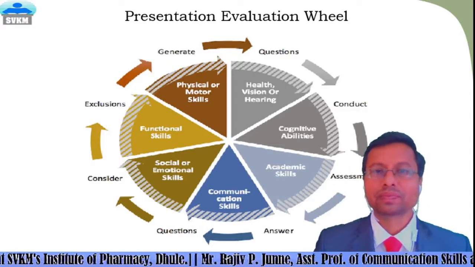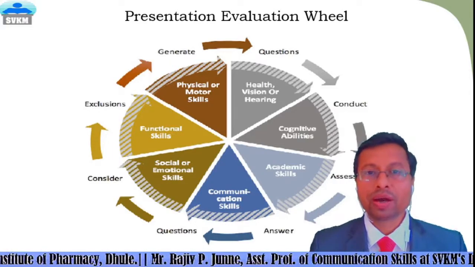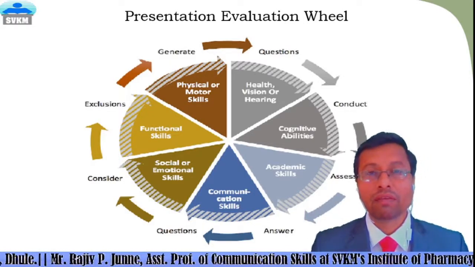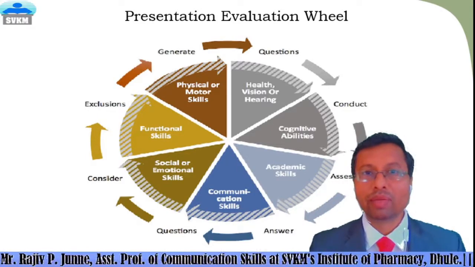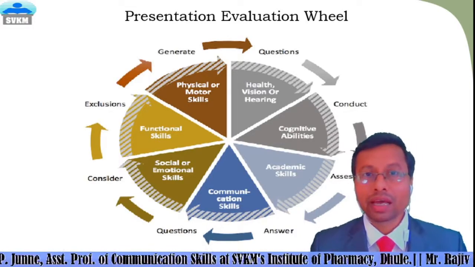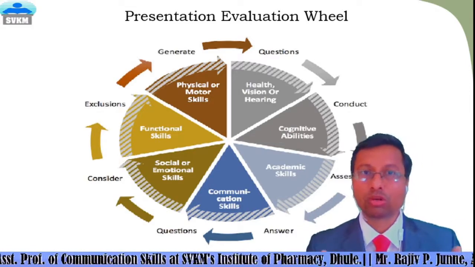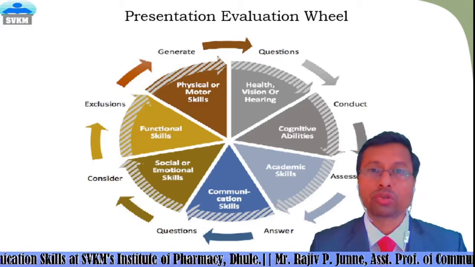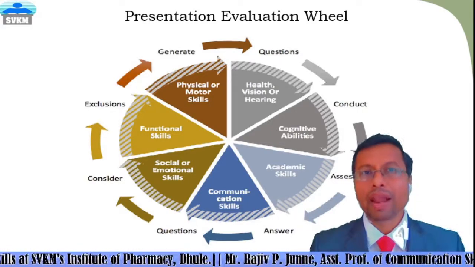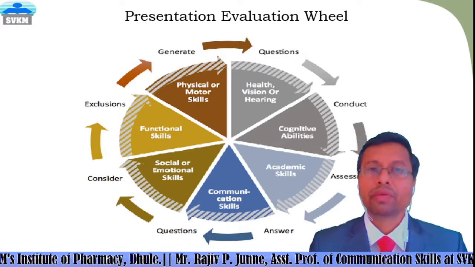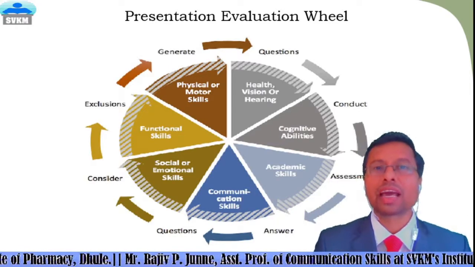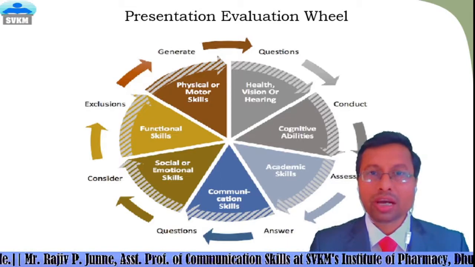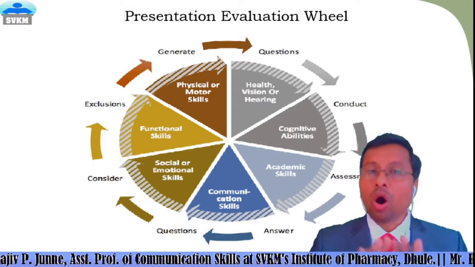What are the physical and motor skills? In what way have you considered the parameters related to vision for the visual learners, and hearing for the auditory learners, along with your cognitive abilities, how you are disseminating your ideas, thoughts and knowledge. What are the academic skills, whether your presentation is academic-skills oriented or not, what kind of communication skills you have, along with social and emotional skills, because these are also important, and functional skills. All these are the parameters on which your presentation can be evaluated, and you as a presenter can be evaluated and judged. So friends, if you want to be an effective, convincing, productive, successful presenter, then you have to pay attention to all these things.